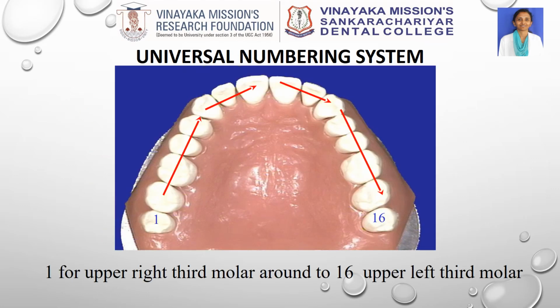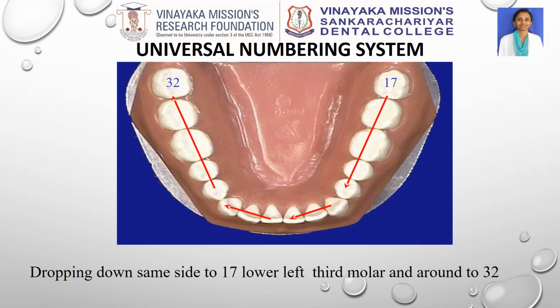Universal Numbering System. Here each tooth is given a number, and number 1 is given to the right side maxillary third molar, and from there 2, 3, 4 like that. The maxillary right central incisor will be 8, maxillary left central incisor will be 9, and 16 will be the maxillary left third molar. And like that for the mandibular arch also, 17 will be the mandibular left third molar, and increasingly it will come, and 32 will be the mandibular right third molar.